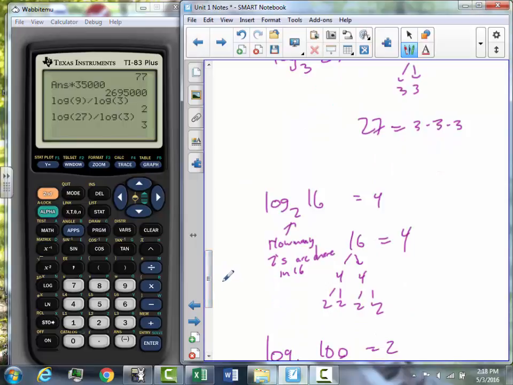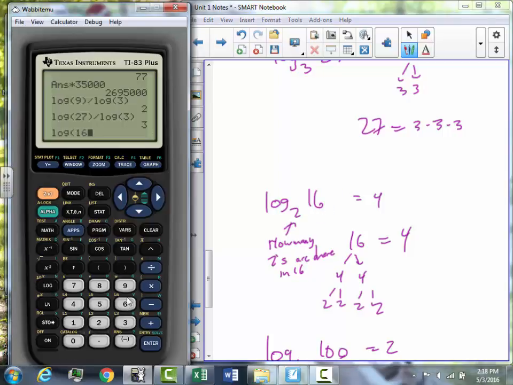Because 3 times 3 times 3 is 27. Or here, log base 216. So here's how you type this in. Go log 16 divide by bracket log 2.